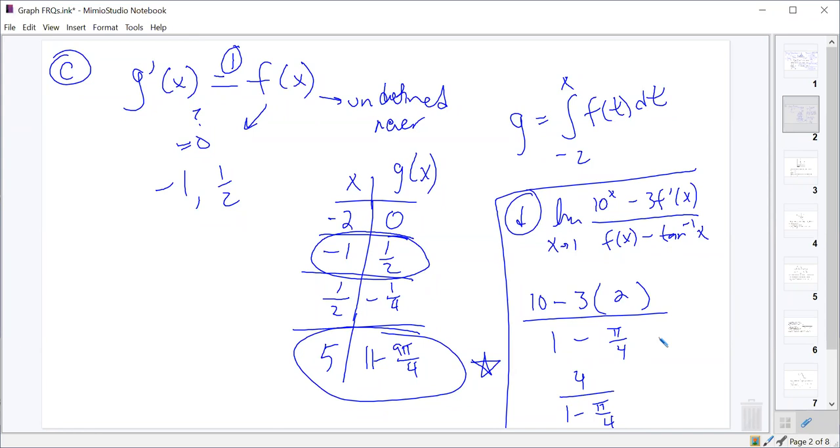And part D was just worth 1 point. As I said before, 1 point here for this and 1 point for deciding that was the final answer. Any questions on any of that? Feel okay about that or no?